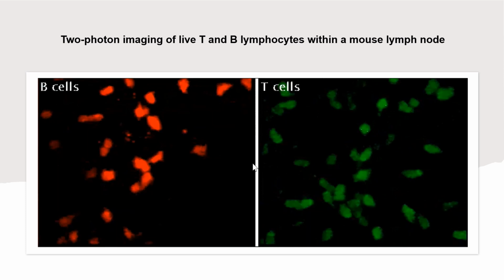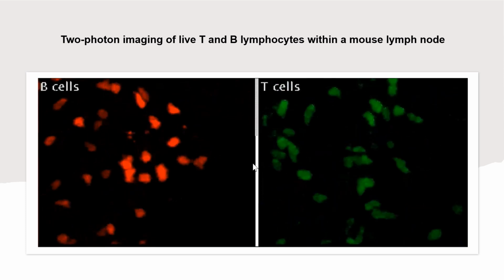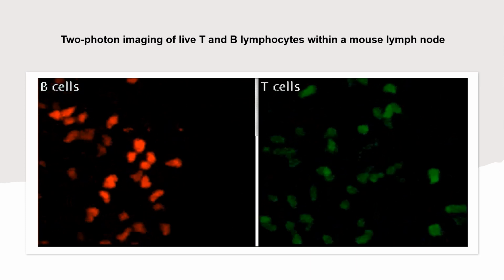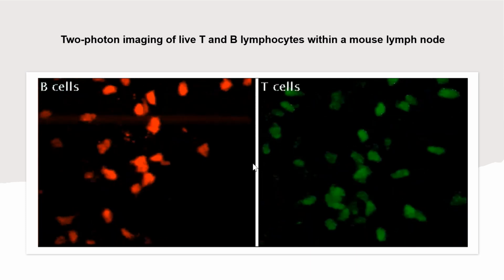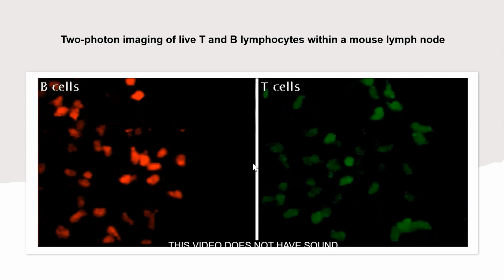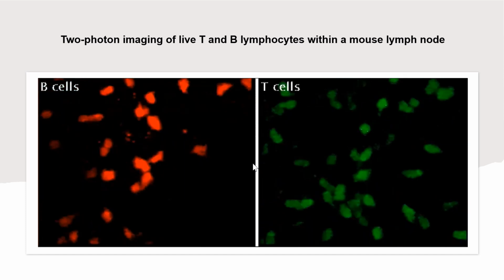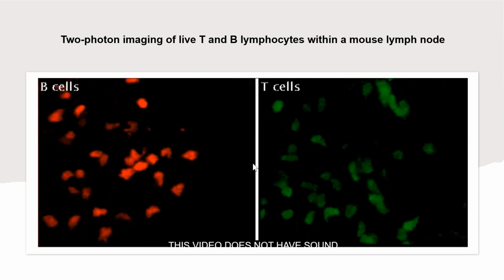This one is 2-photon imaging, so a particular fluorescence microscopy technique of live T and B cells within a mouse lymph node. So you can actually see the motions of the T cells and the B cells in this lymph node of the mouse. And they kind of look like they're just swimming around randomly. But they're actually following those fibroblast reticular cell network pathways that are laid out in the structure of the spleen.